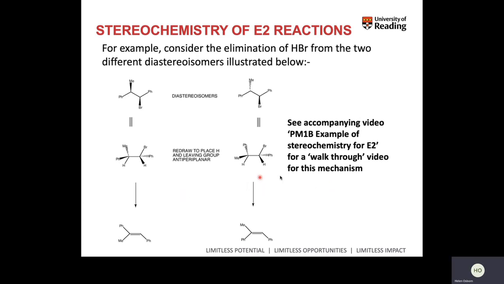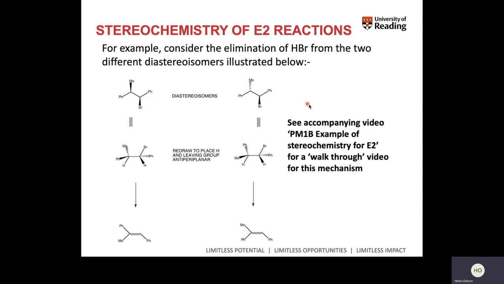Okay, so pause your lecture, have a look at this and check that you're happy from what I've just explained and from what you see in the walkthrough video, that you understand this part here and how the stereochemistry of the starter material influences the stereochemistry of the molecule when it's got the hydrogen and the leaving group anti-periplanar, and how the stereochemistry of that will therefore influence the transition state and hence the stereochemistry of the product.